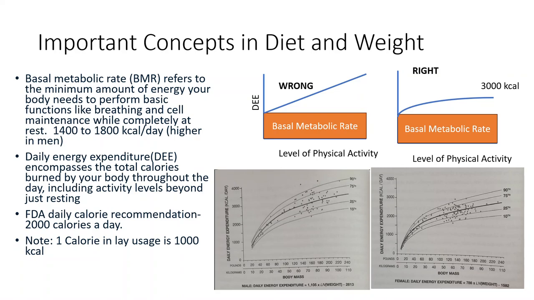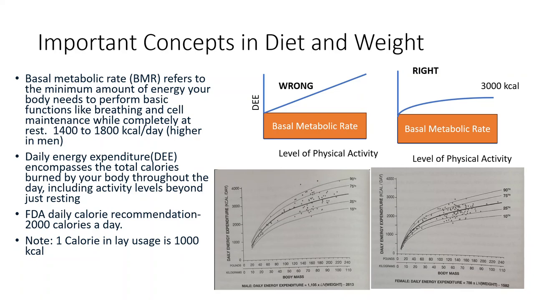Now that's contrasted with the daily energy expenditure, the DEE, which is the total calories your body burns in a day, and that obviously also involves activity levels. Now neither of these are confused with the FDA daily calorie recommendation, which is about 2,000 calories a day. That's something completely different from the other two variables, even though the numbers are similar.